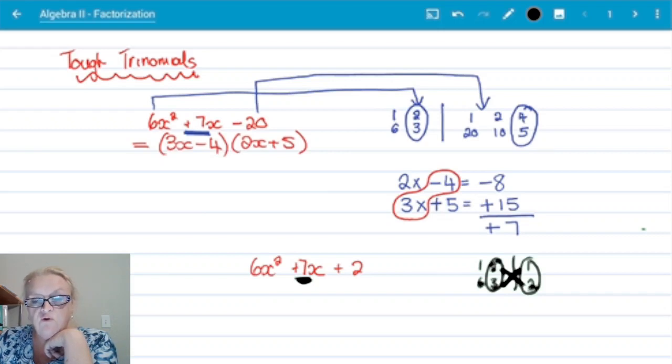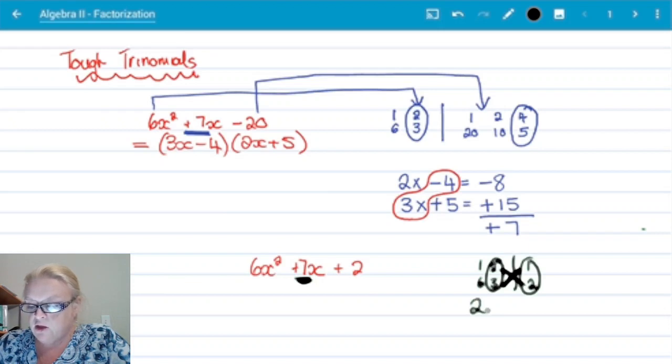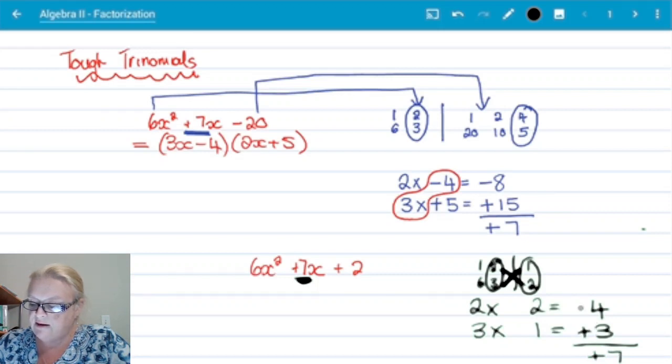2 times 2 is 4. 3 times 1 is 3. Will 4 and 3 work to give you a 6? Yes. So now that you found your combination, you're going to write it down like a baby. 2 times 2 is 4. 3 times 1 is 3. To get a positive 7, I need to get a positive 3 and a positive 4. That means that I'm going to bring this to the front, a plus and a plus, and then I'm going to go and put my sausage in.